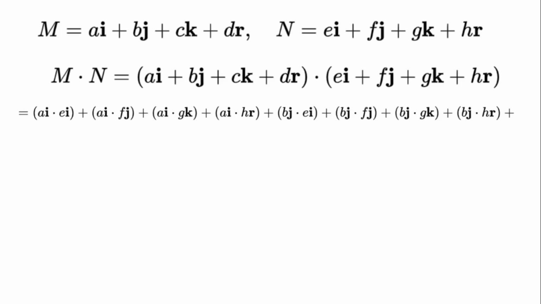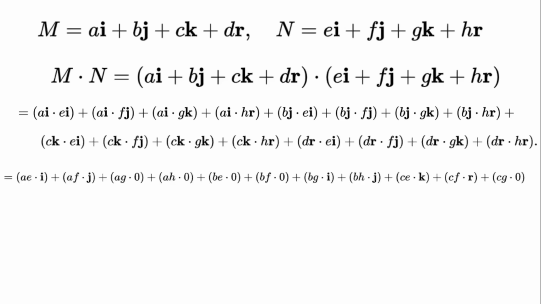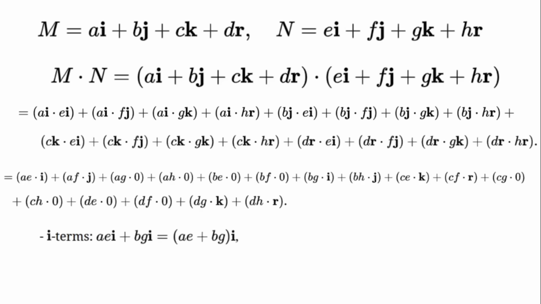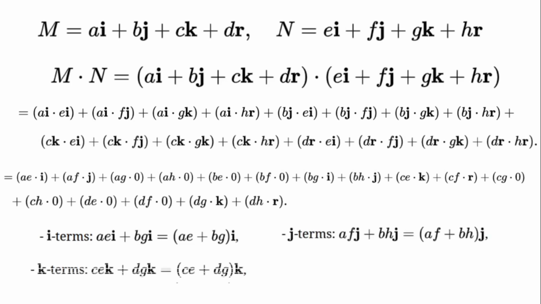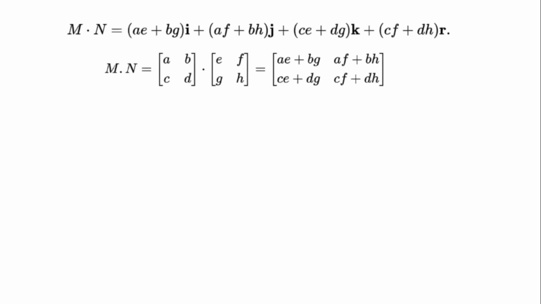Collect terms. I terms, ae times I plus bg times I equals ae plus bg times I. J terms, af times j plus bh times j equals af plus bh times j. K terms, ce times k plus dg times k equals ce plus dg times k. R terms, cf times r plus dh times r equals cf plus dh times r. So m times n equals ae plus bg times I plus af plus bh times j plus ce plus dg times k plus cf plus dh times r. This matches the matrix product.